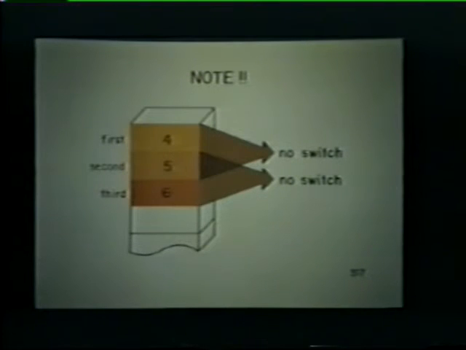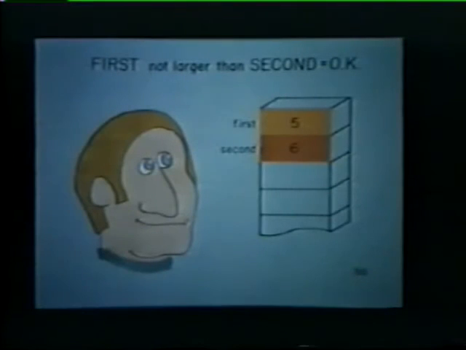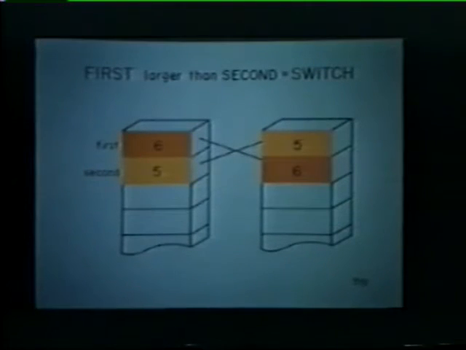Notice that once the numbers have been placed in the proper ascending order, here 4, 5, 6, any subsequent comparison of 2 numbers would not require any further switching at all. Notice that the condition we want to test is based on the second number. Here, for example, the second number is larger, so we're okay. The numbers are in the proper order. In this case, however, the second number is not larger, so we would have to switch the 2 numbers around to get them into the proper sequence.